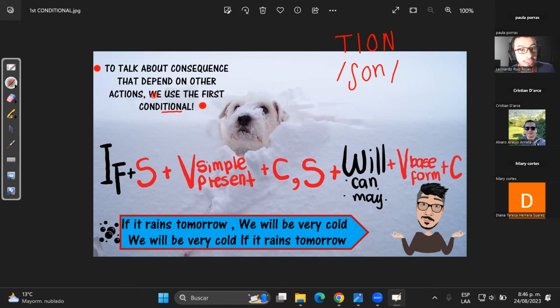To talk about consequences that depend on other actions, we use the first conditional. Ready? The first conditional is a possible condition, something possible that brings a possible consequence. The condition is always introduced with if. Does anyone know what if means? Yes, but it is not a yes of affirmation, but a yes of condition. It is not to say yes, but to say if this happens. It is a yes of condition.